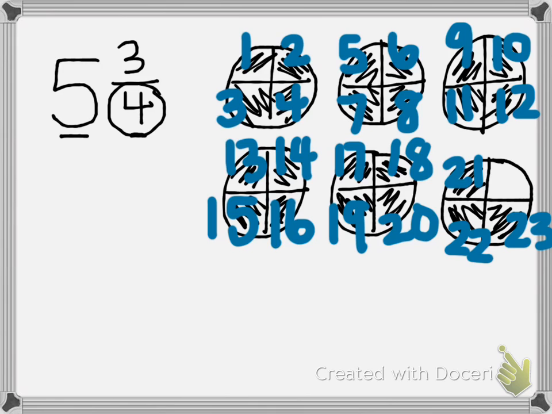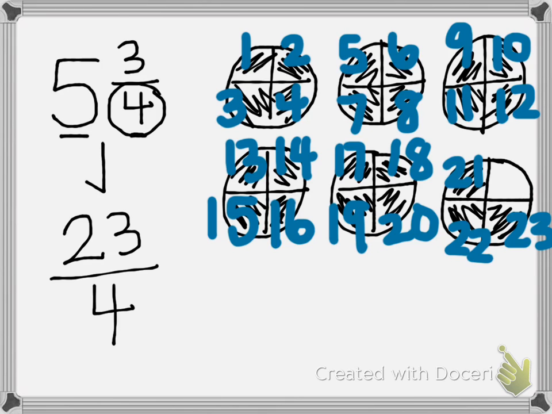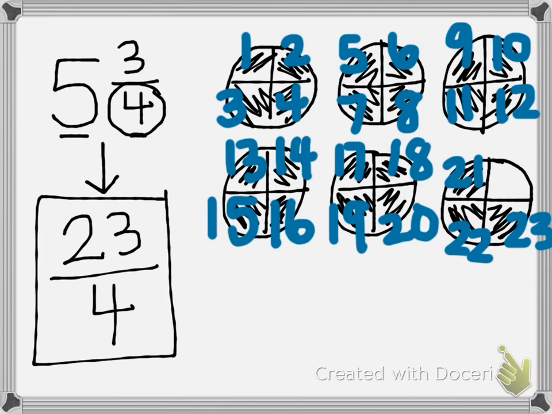So I have 23 parts, so that's now going to become the numerator of my fraction greater than 1. And my denominator is going to stay the same, 4ths, because that's what I have. Every model I have is broken up into 4ths. So 5 and 3/4, that mixed number, is now renamed as a fraction greater than 1, and that is 23/4.